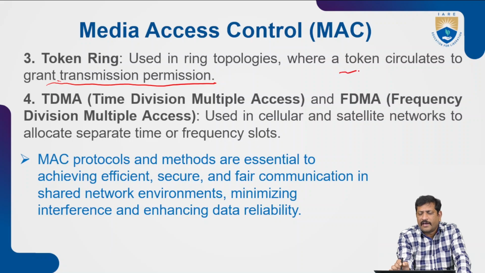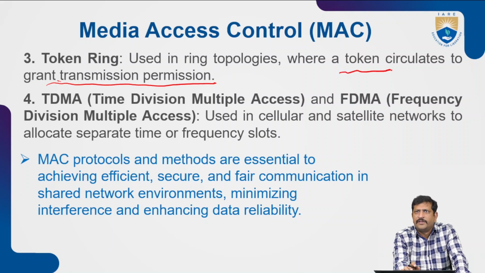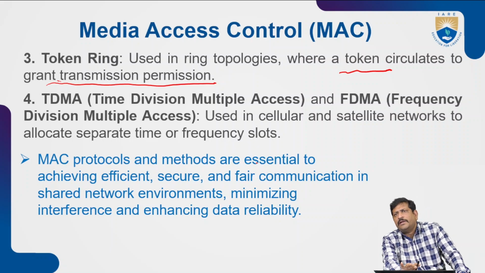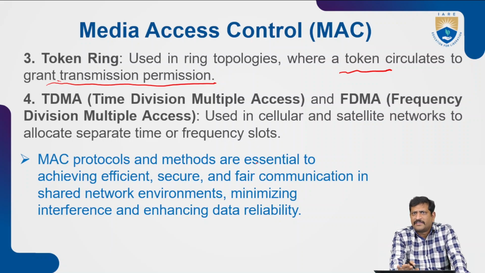A token here is a collection of packets. These packets are received from the network layer, and the packets can be divided into datagrams and transmitted via the physical media in the form of ones and zeros. Then there are TDMA and FDMA, that is time division multiple access and frequency division multiple access, generally used in cellular mobile networking or satellite networks.